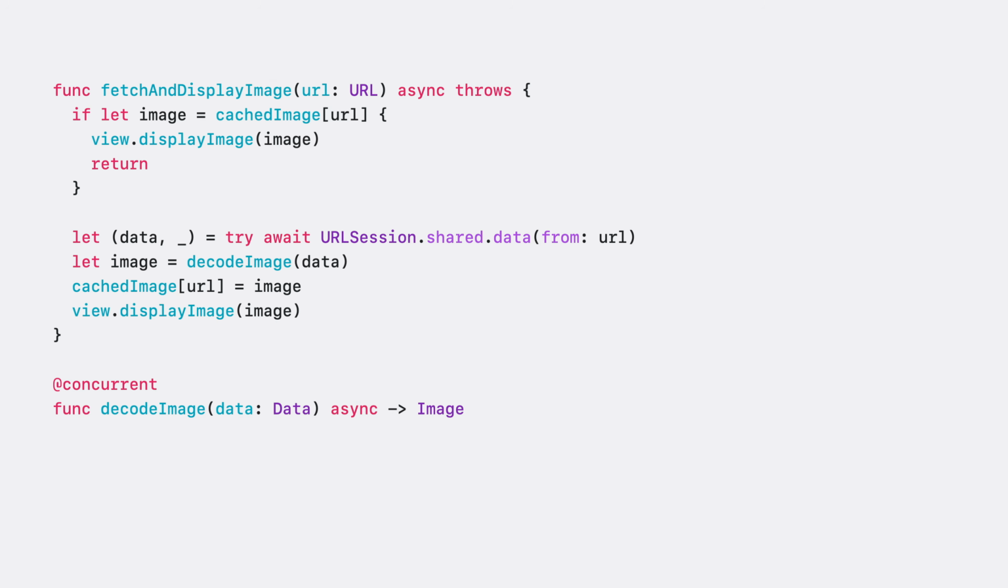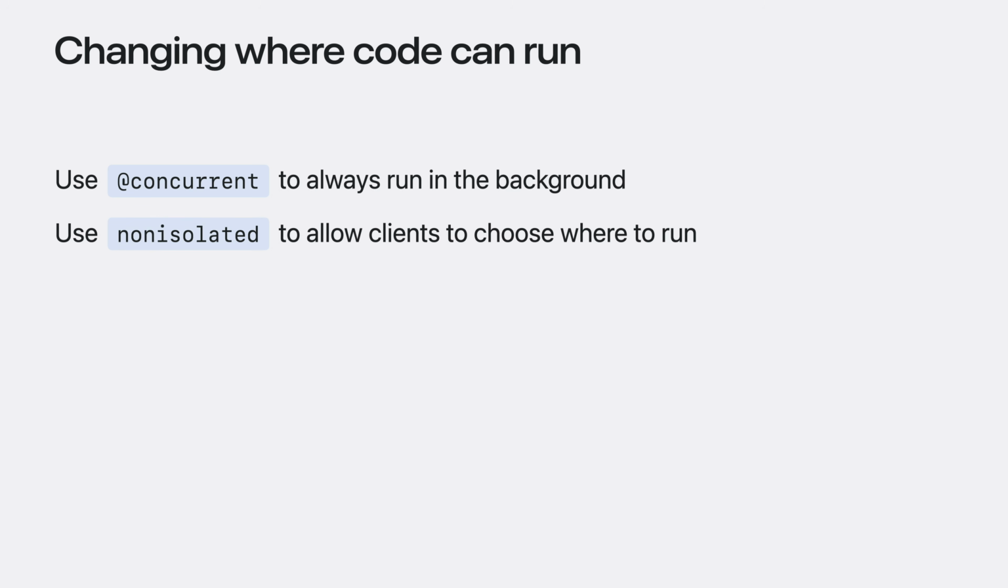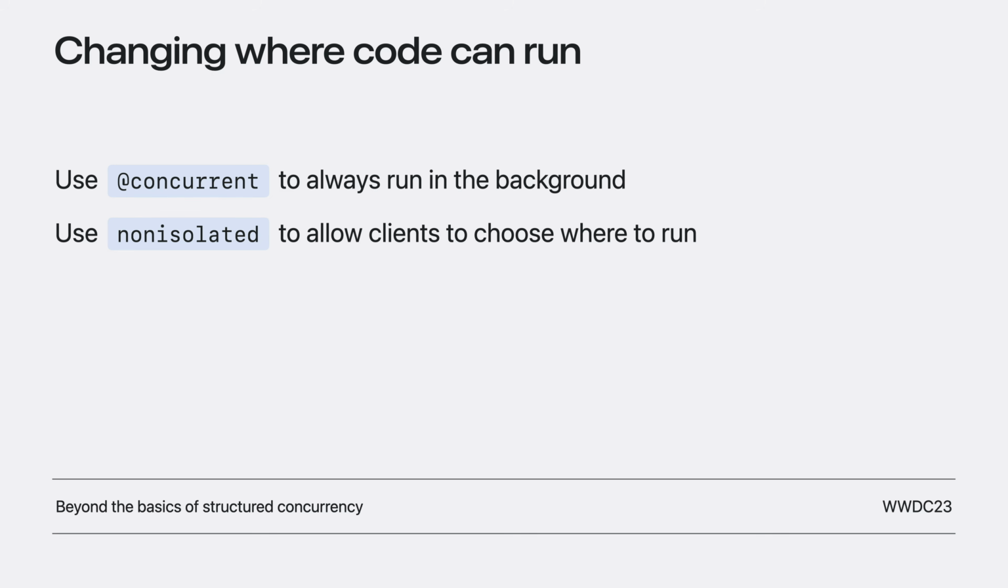Now, all we have to do is await the result of decode image. An @concurrent function will always switch off an actor to run. If you want the function to stay on whatever actor it was called on, you can use the non-isolated keyword. Swift has additional ways to introduce more concurrency. For more information, see Beyond the Basics of Structured Concurrency.